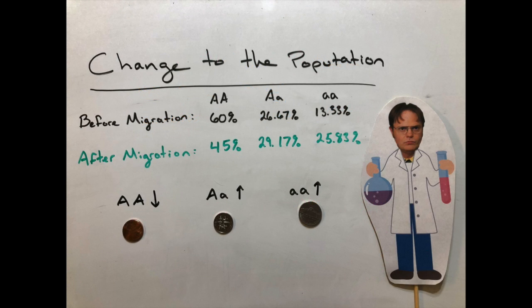So when comparing the original native coin population genotypes to the new population with the added dryer coins, we find that the pennies, or big A, has decreased, and the dimes and nickels, big A little a and little a respectively, have increased. This shows a shift in favor of the little a allele, or an increase to my pocket change.